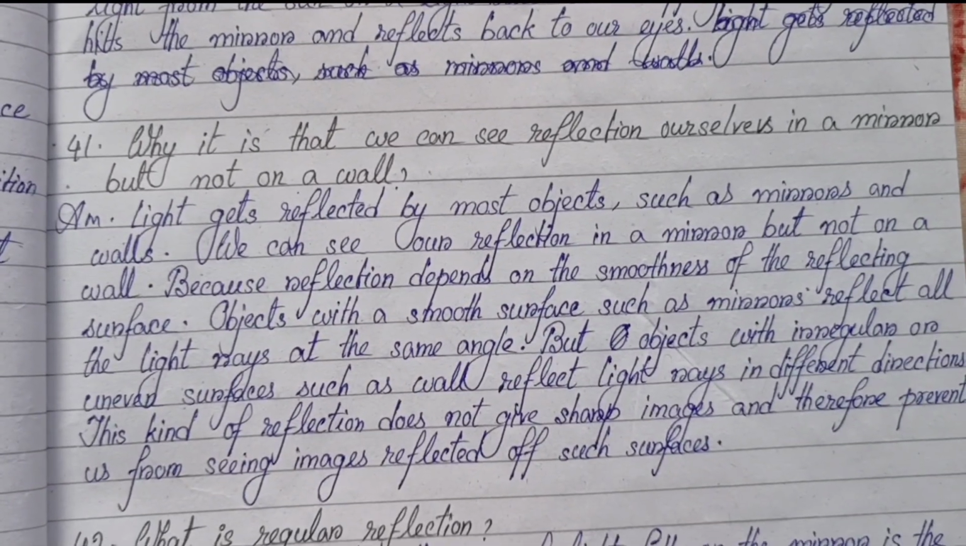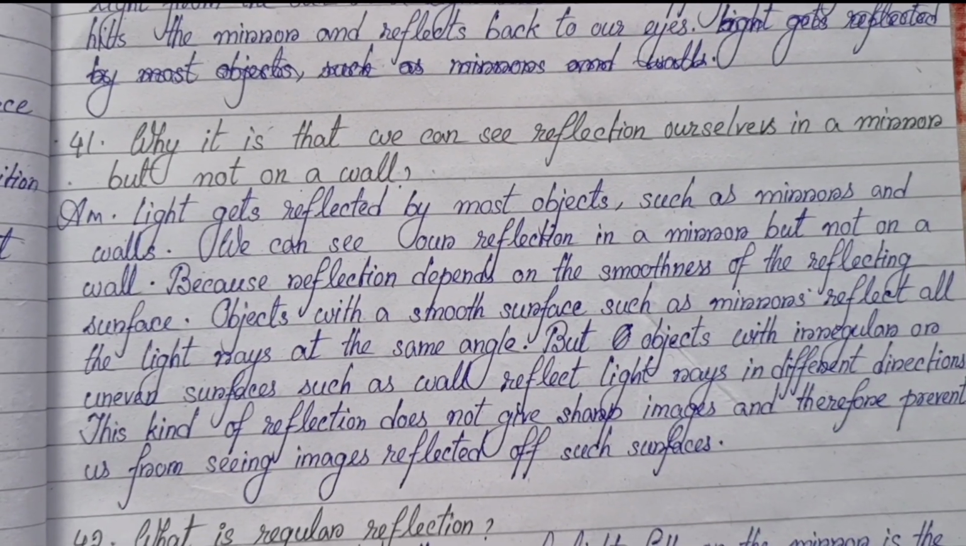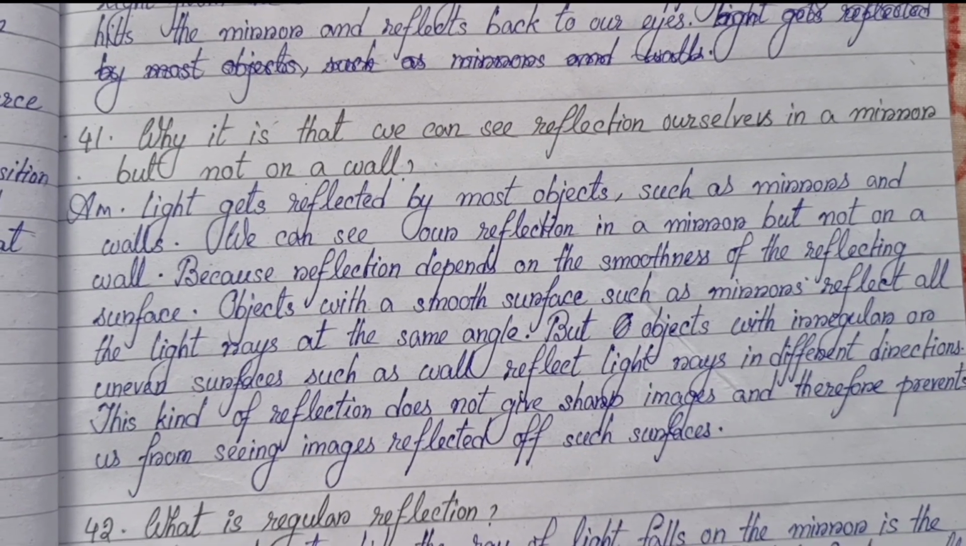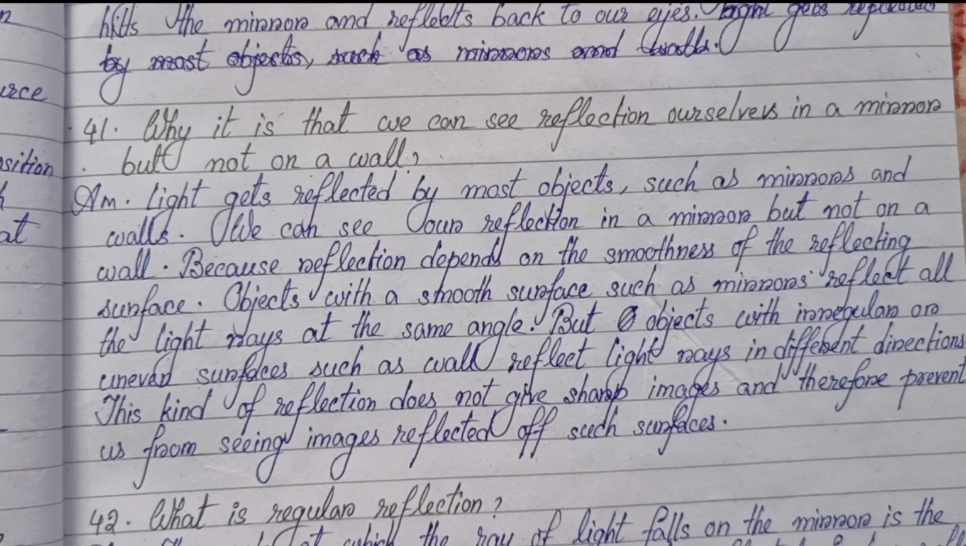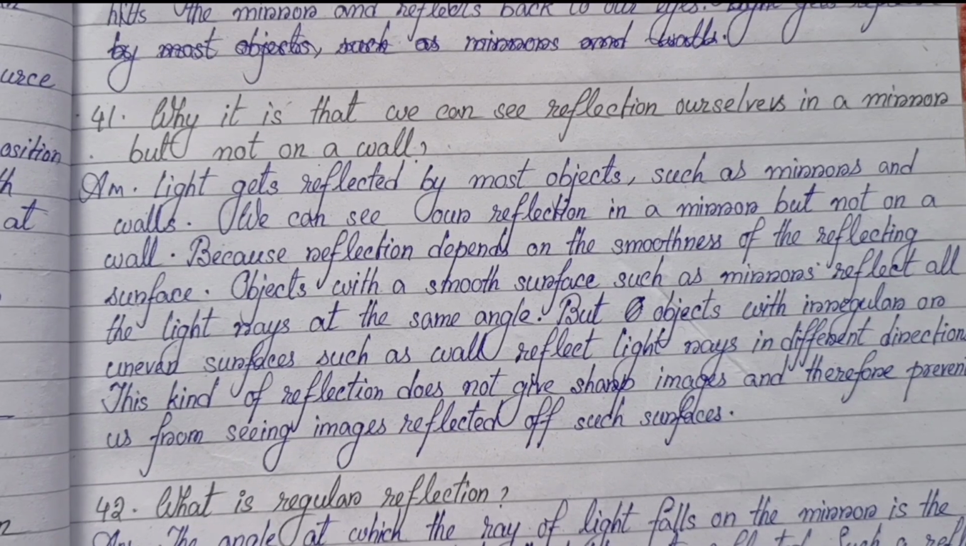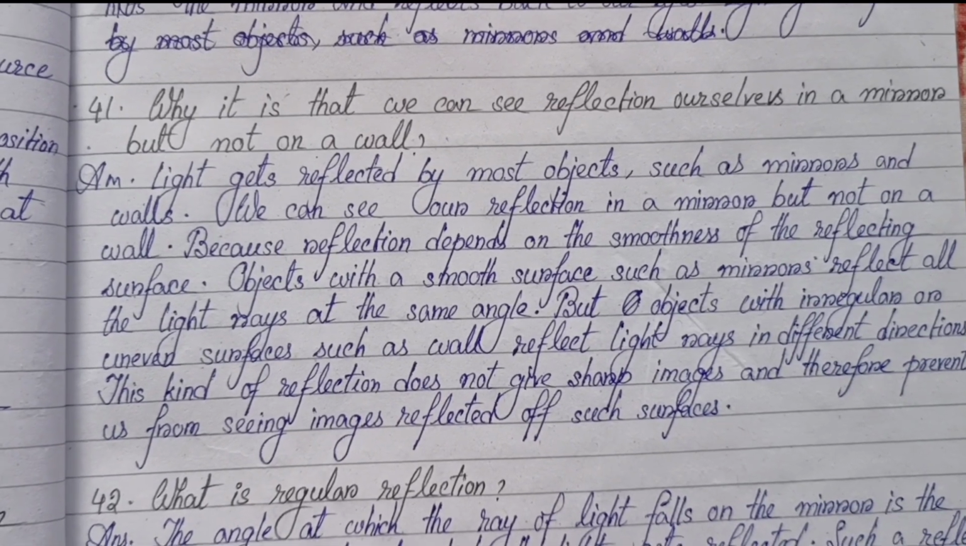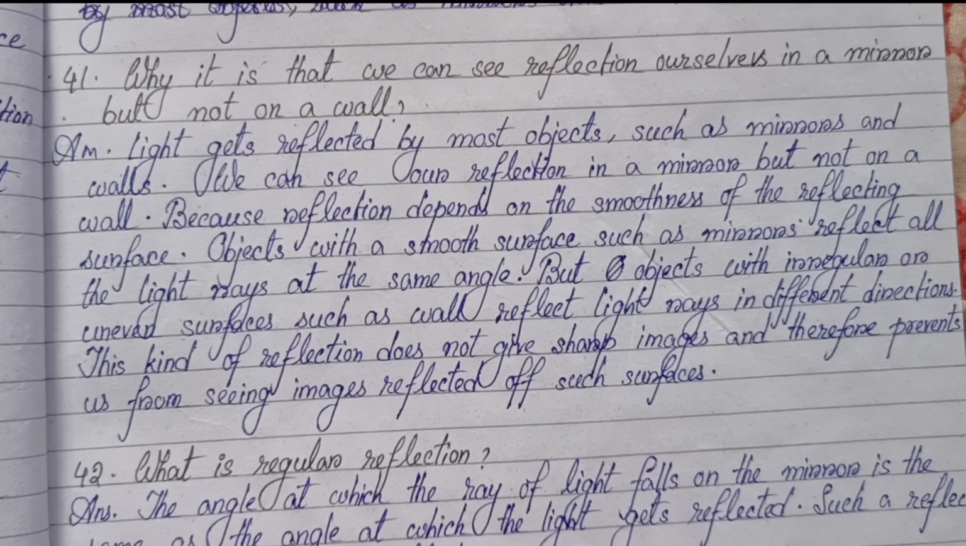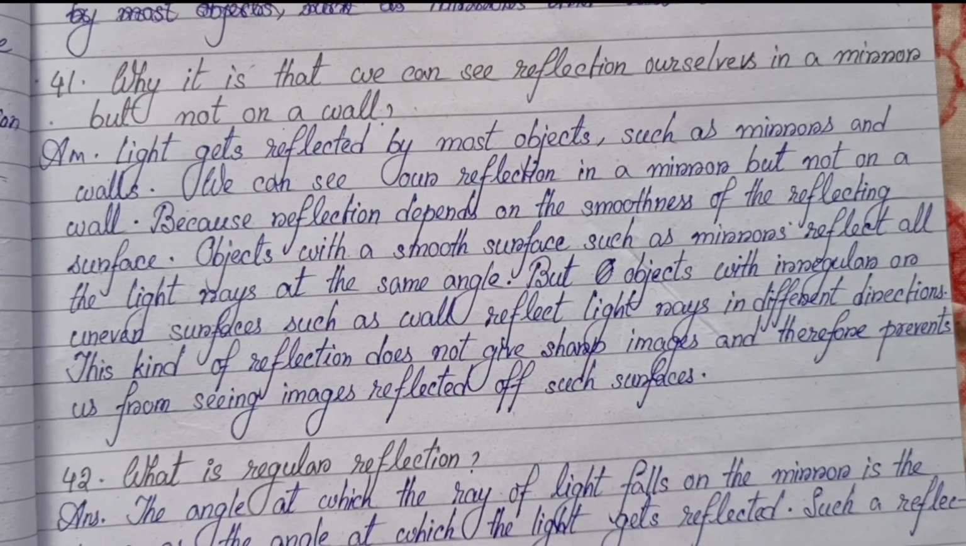Number 41. Why is it that we can see reflection of ourselves in the mirror but not on a wall? Light gets reflected by most objects such as mirrors and walls. We can see our reflection in a mirror but not on a wall because reflection depends on the smoothness of the reflecting surface.